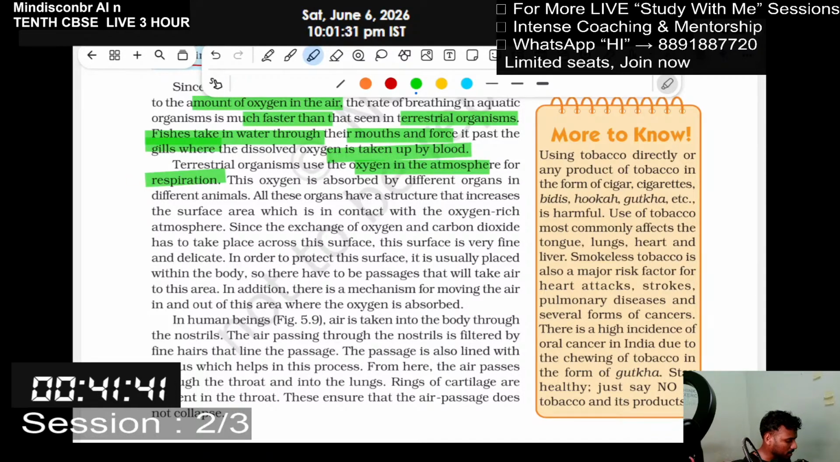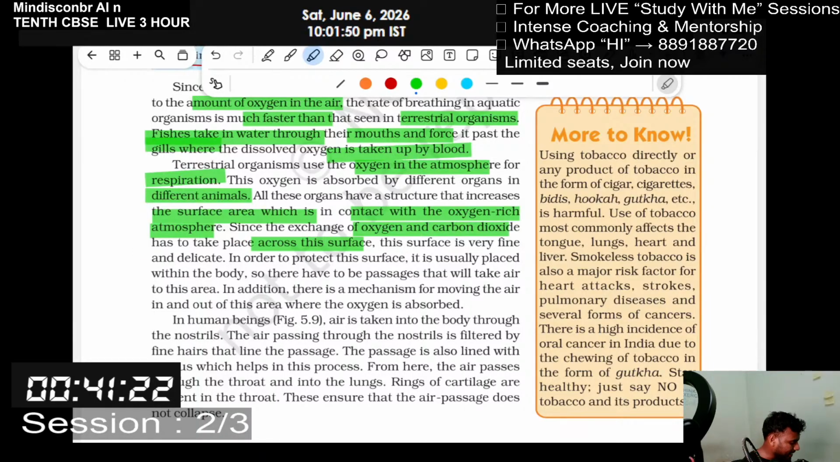The oxygen is absorbed by different organs in the different animals. All these organs have a structure that increases the surface area which is in contact with the oxygen-rich atmosphere. Since the exchange of oxygen and carbon dioxide has to take place across this surface, it is very fine and delicate. In order to protect this surface, it is usually placed within the body, so there have to be passages that will take air to this area.